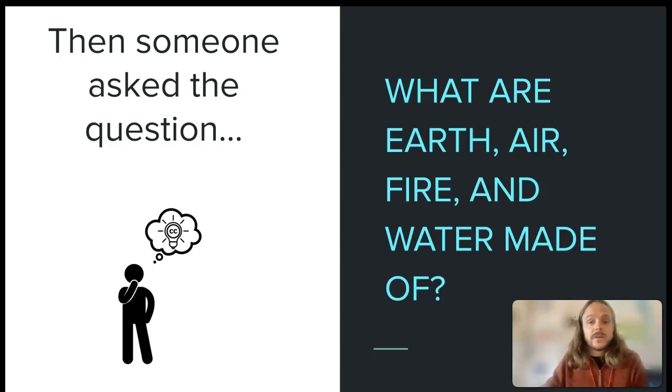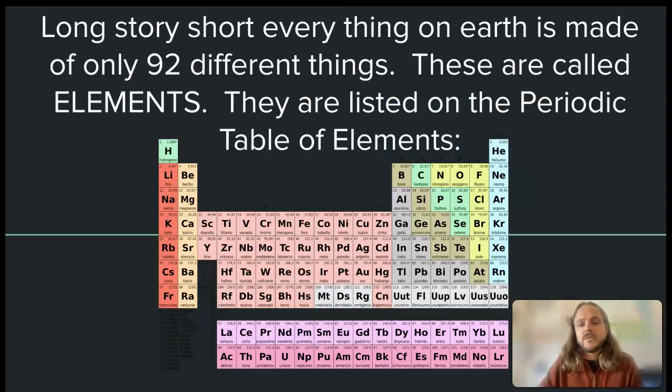Long story short, it took about 2,000 years, but we figured out that everything on Earth is made of only 92 different things. These are called elements. They are listed on the periodic table of elements that you can see on your screen right there. Now, we're going to get into the specifics of how this table is designed a little bit later, but I just want you to know that everything you've ever touched, everything you've ever breathed or seen is made up of one of these 92 elements.